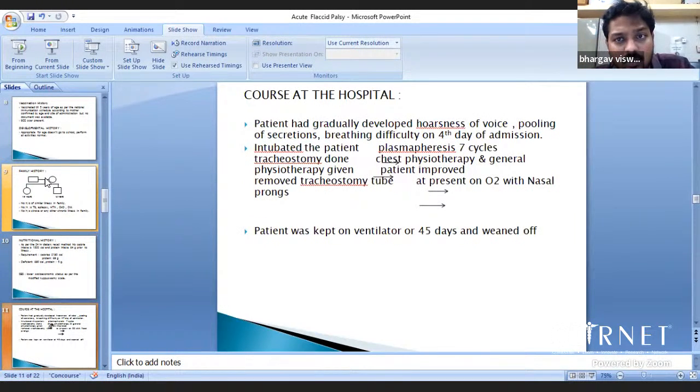In the hospital course, the patient gradually developed hoarseness of voice, pooling of secretions, and breathing difficulty on the fourth day of admission, and had to be intubated, underwent plasmapheresis cycles, and tracheostomy was done, with chest physiotherapy and general physiotherapy given. At present the patient has improved, was weaned off from tracheostomy and the tube removed, and is now on O2 with nasal prongs. Patient was kept for 45 days on a ventilator.